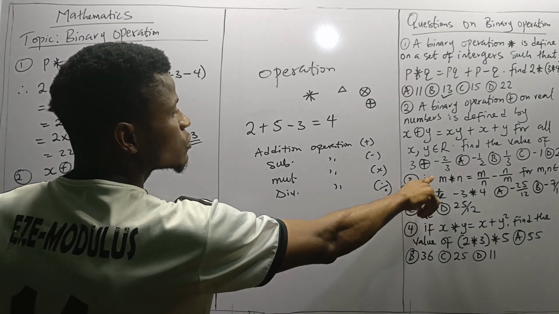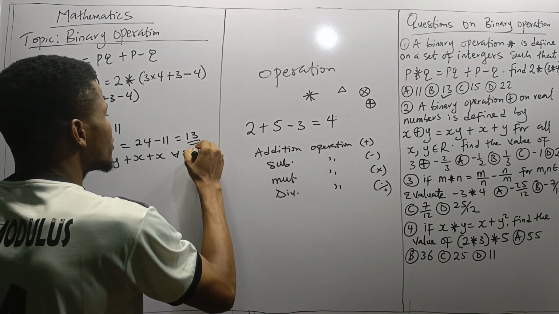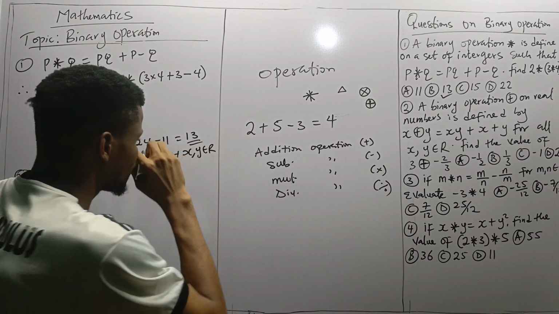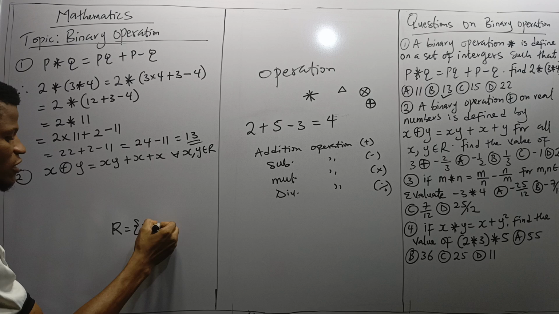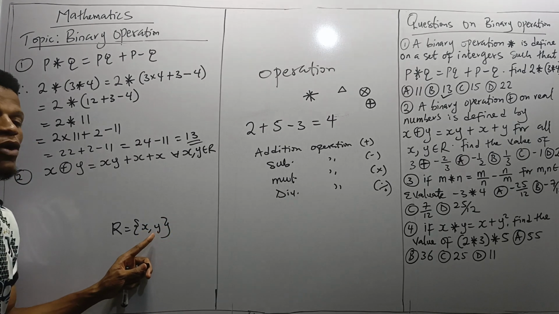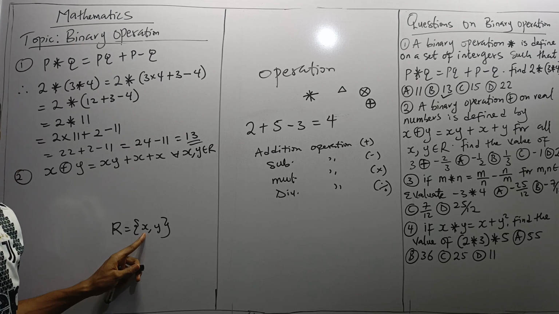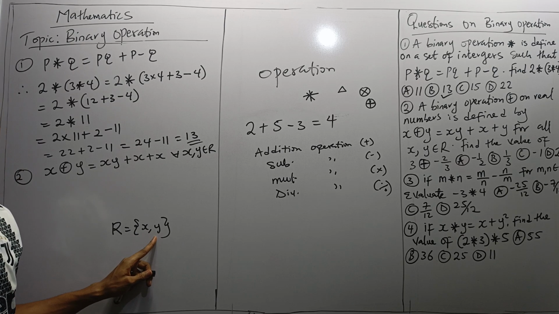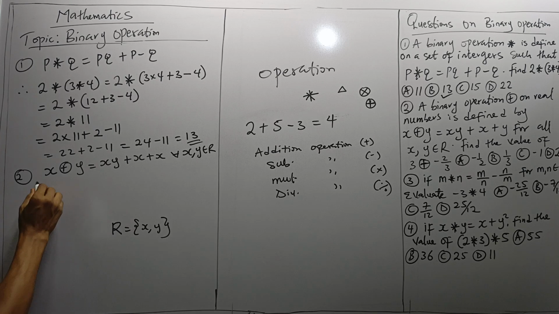For all x, y, which belongs to R. So it's trying to tell us that R is a set of real numbers containing x and y, meaning that x and y are any existing real numbers. X is any existing real number as well as y. Y is also any existing real number. So this is the formula.